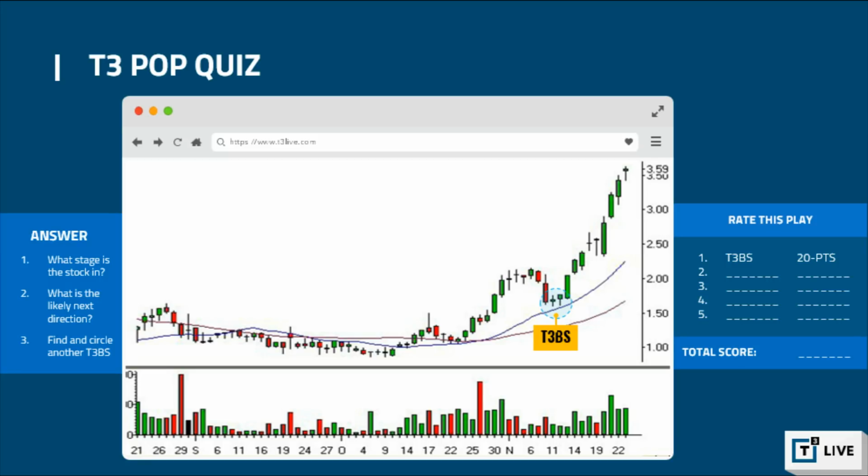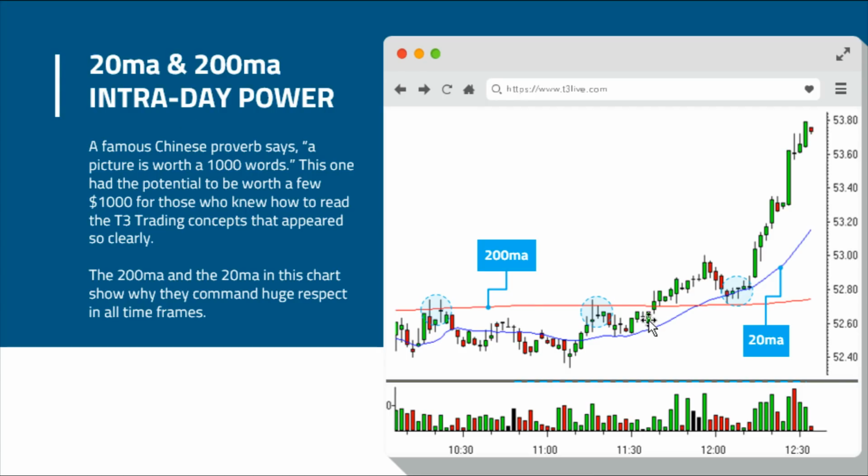Another beautiful pullback to the 200, to the rising 20, to minor support. So beautiful, with lots of narrow range bars. A famous Chinese proverb says a picture is worth 1,000 words. Well, I don't know if it's a Chinese proverb or not, but it's just a saying. This one had the potential to be worth a few thousand dollars for those who knew how to read the T3 trading concepts that appeared on this chart. The 20 and the 200 in this chart show why they command huge respect in all time frames.